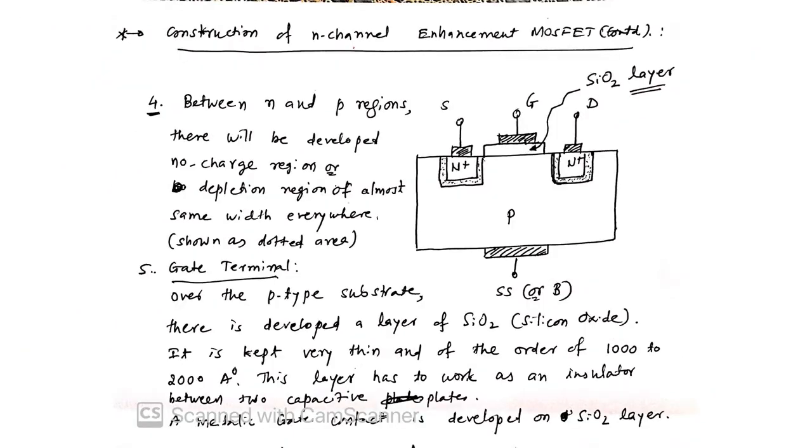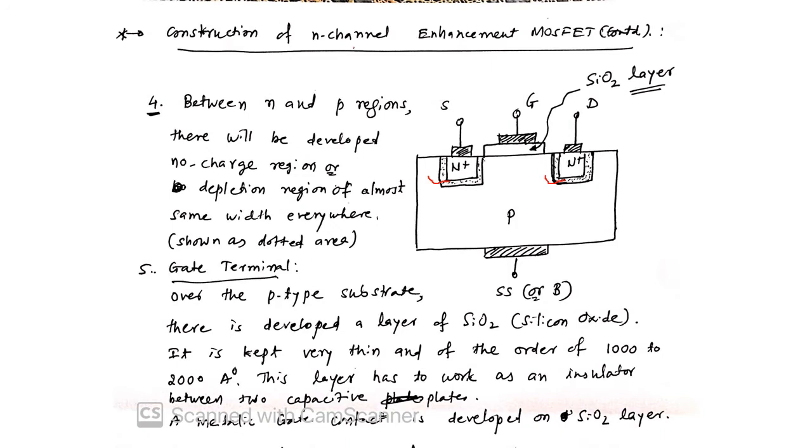So here, there are two things shown. First thing is that near the N plus region, on both sides, because there is N plus and P, a barrier is going to develop. This is the depletion region developed. When no biasing is given, the width should be the same everywhere, because we said the doping level in this region is the same everywhere. So as the doping is the same, the junction width will be the same everywhere.